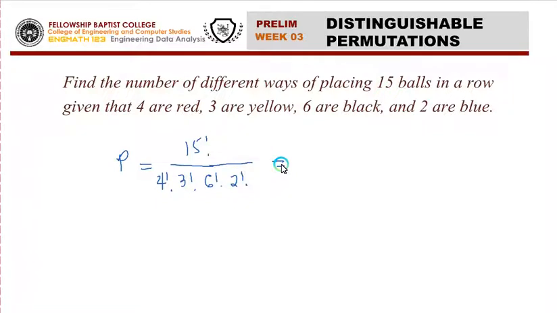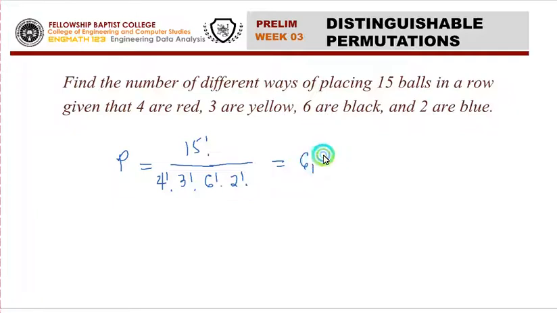Okay, let us solve. This is 15 factorial divided by your 4 factorial times 3 factorial times 6 factorial times 2 factorial. So this is equal to 6,306,300. So this is our answer for this specific problem.